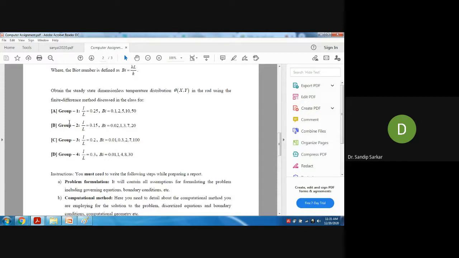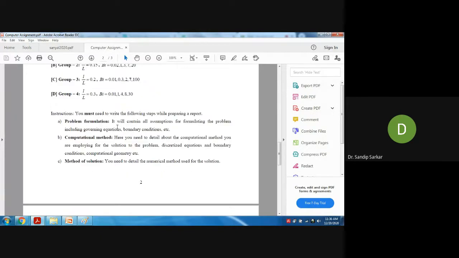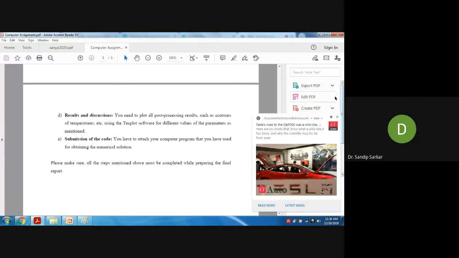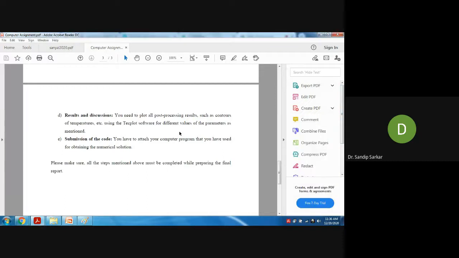For example, for group number 1, you have to generate a two-dimensional temperature contour for Biot numbers 0.1, 2, 5, 10, and 50. So these are the 5 two-dimensional contours you have to plot and save in the report. You can extract those figures from Techplot in EPS, TIF, or JPEG format, whichever you are comfortable with. You need to plot all those post-processing figures in the results and discussion chapter.